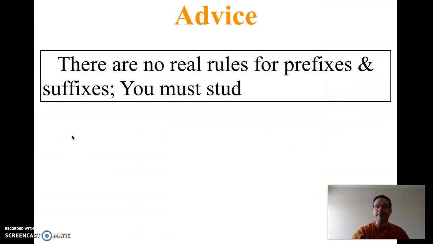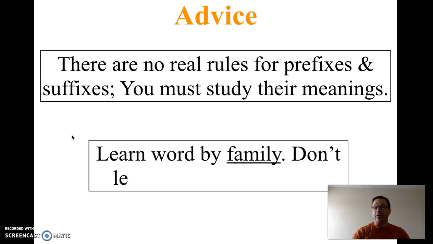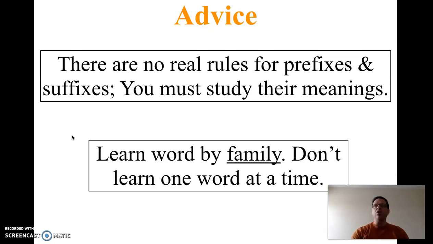Let's continue on. Some advice. Well, there are no real rules for prefixes and suffixes. You sort of have to study their meanings. And again, I have a couple resources for you. I would become familiar with the prefixes and suffixes and what they mean. You might also look for lists that give you the common prefixes and suffixes. Okay? We don't use many of them. If you find a lot of medical prefixes or suffixes, they may not be very common. If you're going to be a nurse, they might be helpful, but every day they may not be.